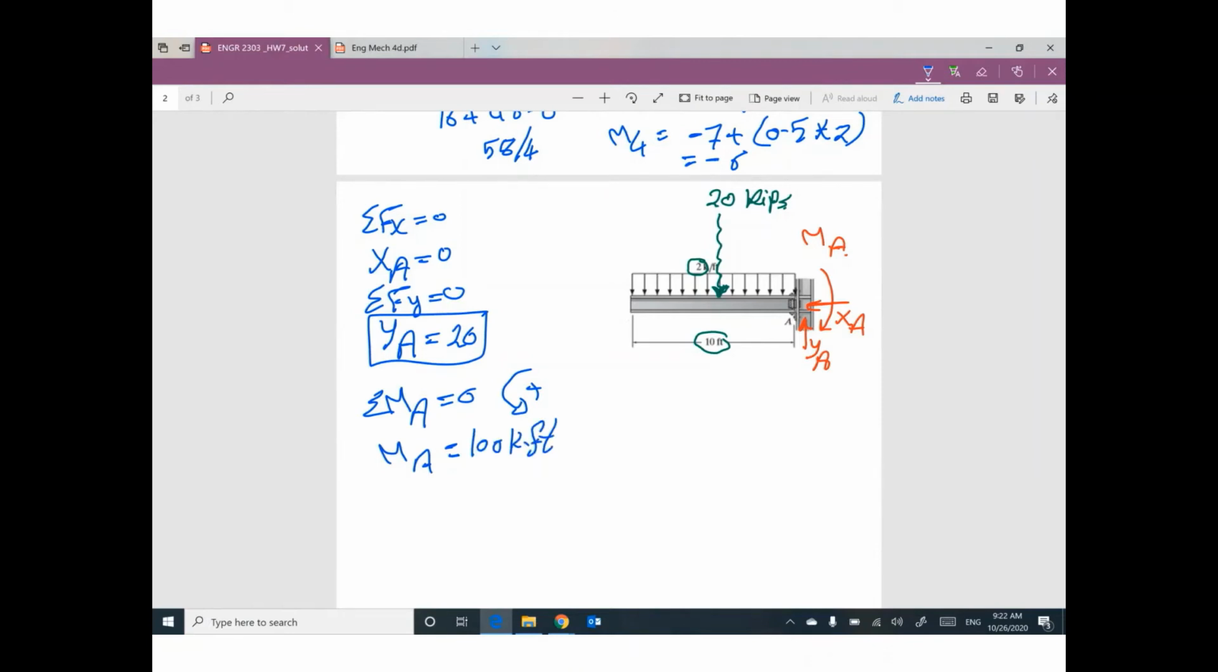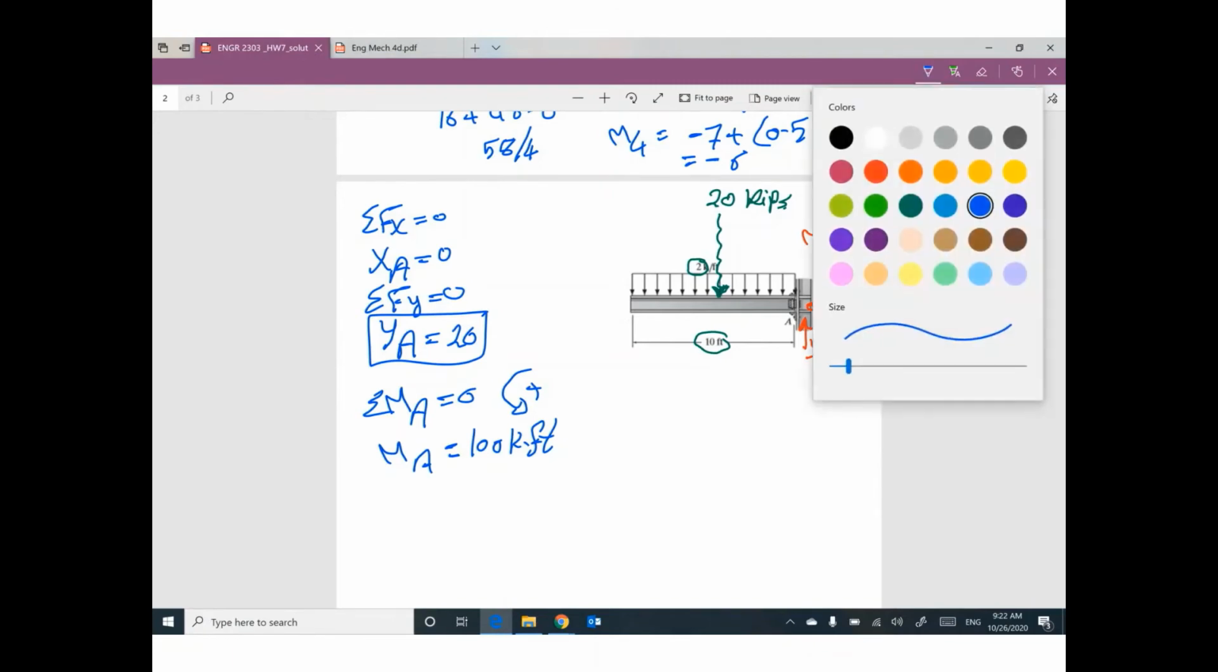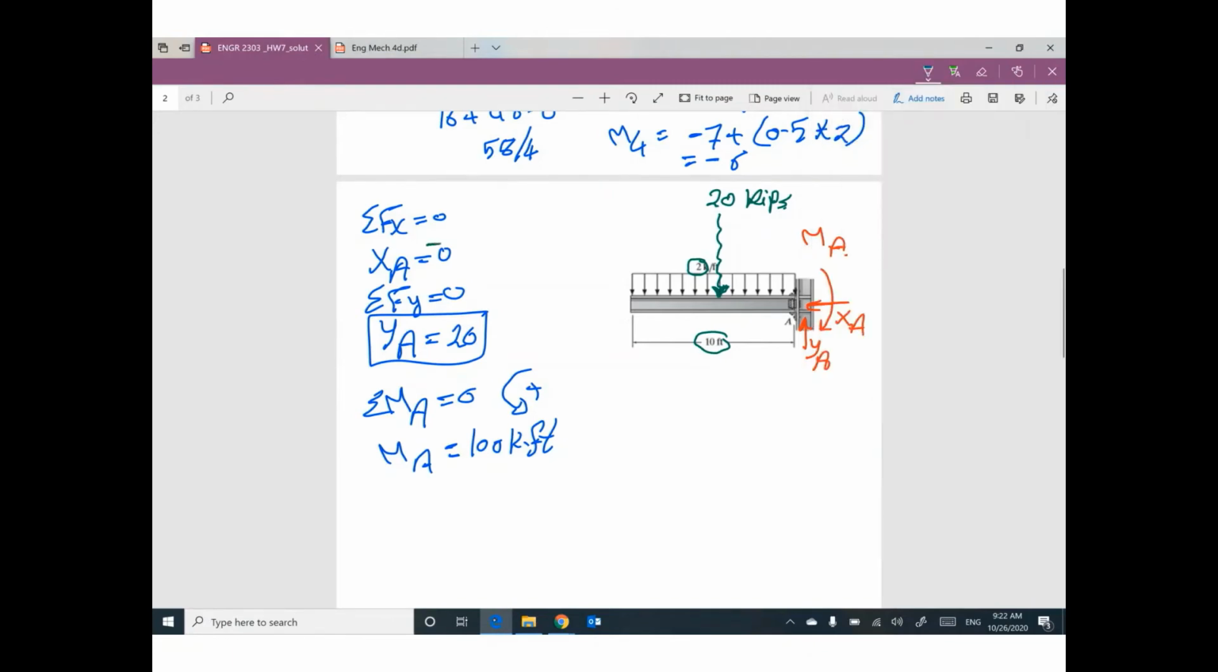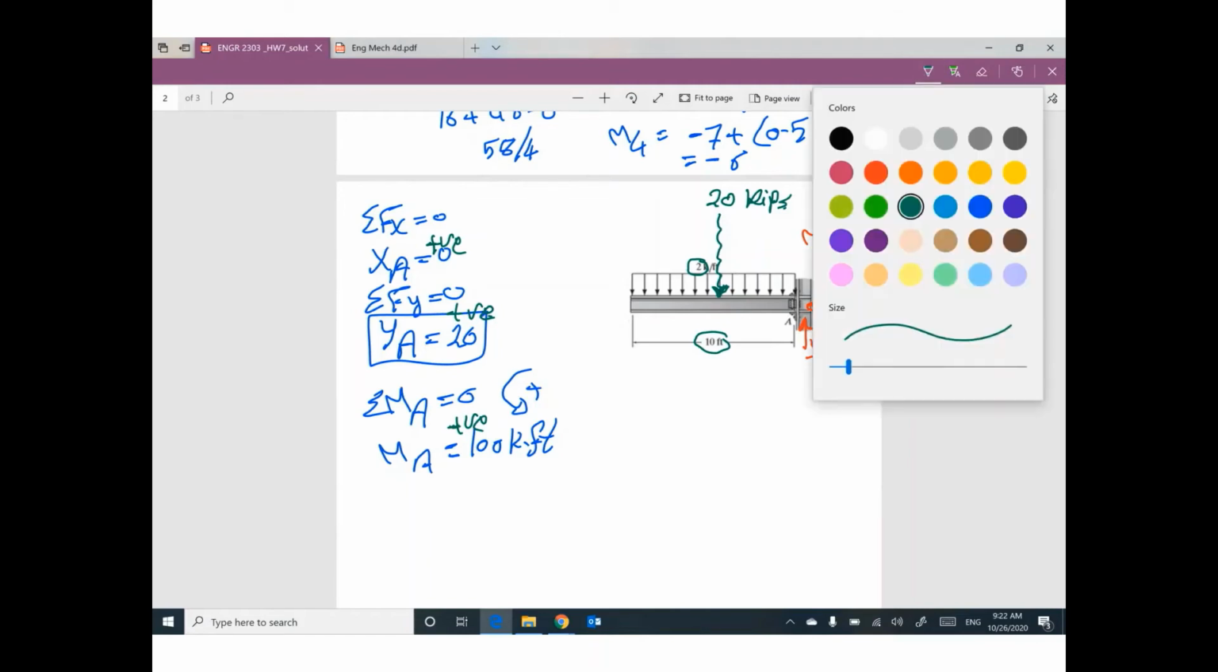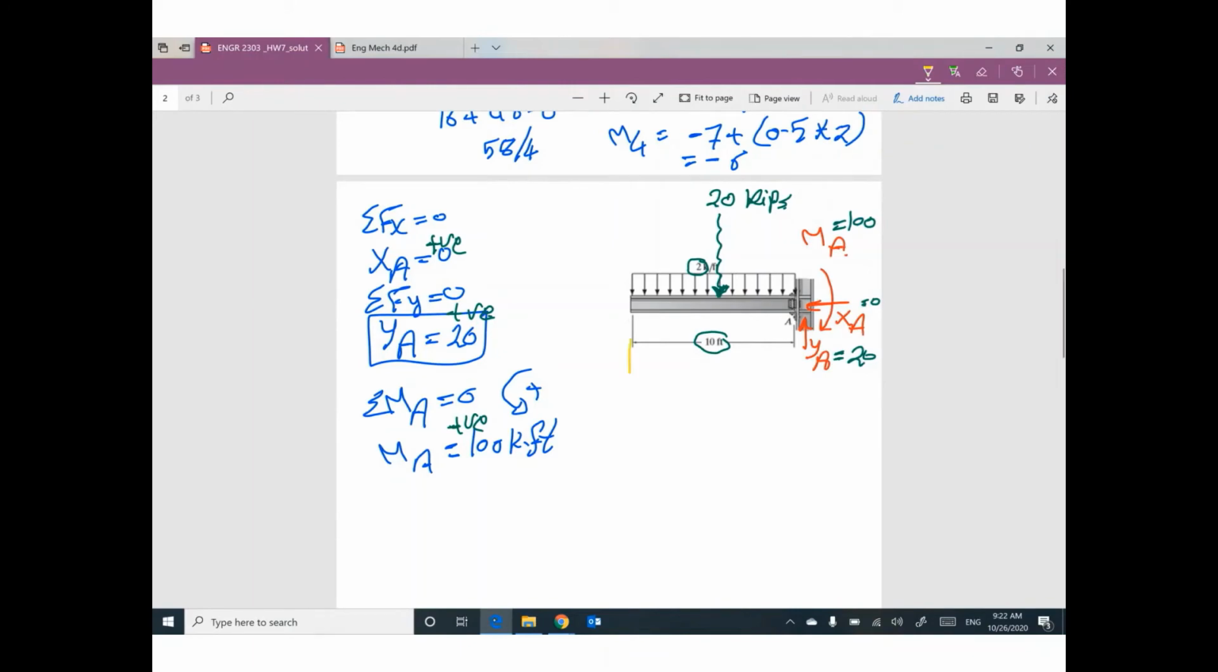So, guys, please make sure you got a positive value for XA, positive value for YA, positive value for MA. That means you assumed the correct direction. So this one is 20, this one is 0, this one is 100. Vertical lines, vertical lines, vertical lines. I have 3 copies.